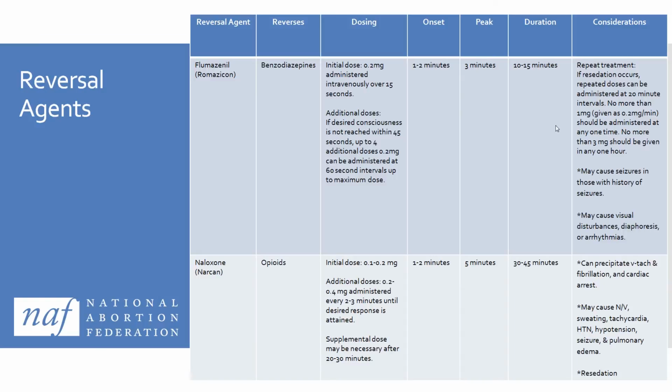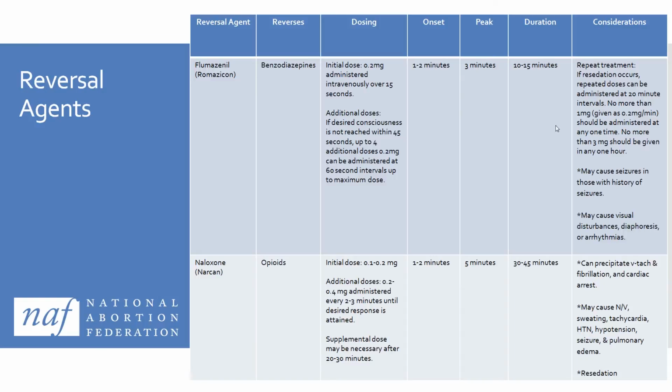The agent used for reversal of benzodiazepines is flumazenil. Flumazenil binds to the benzodiazepine receptor. However, it does not affect other GABAergic agents such as alcohol or other barbiturates.